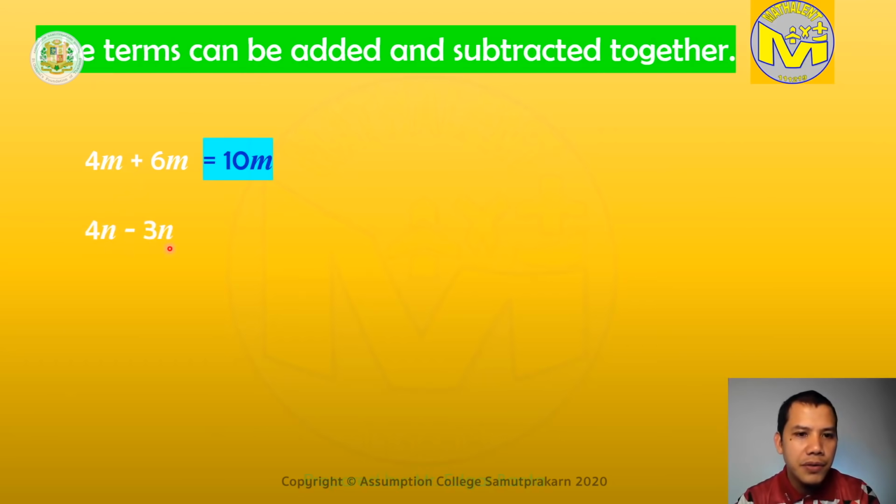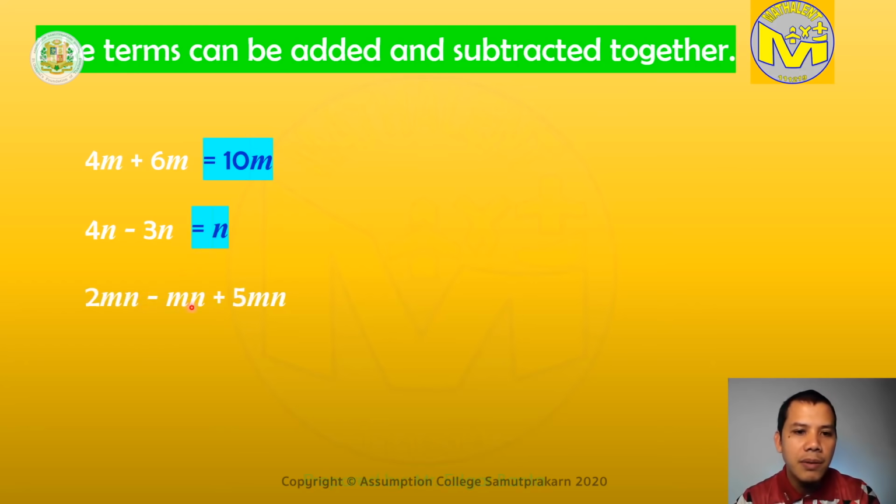Next, 4n minus 3n. That is equal to, very good, n. 4 minus 3 is 1, right? So the answer is 1n or n. We don't need to write 1. Okay, remember again, do not write 1. Though it is correct, we don't need to write it down. It is understood that n is equal to 1n.